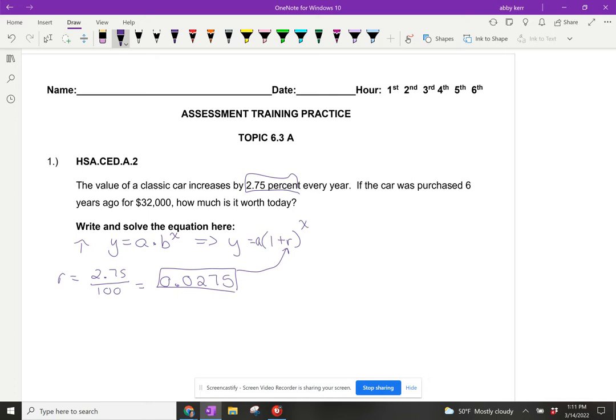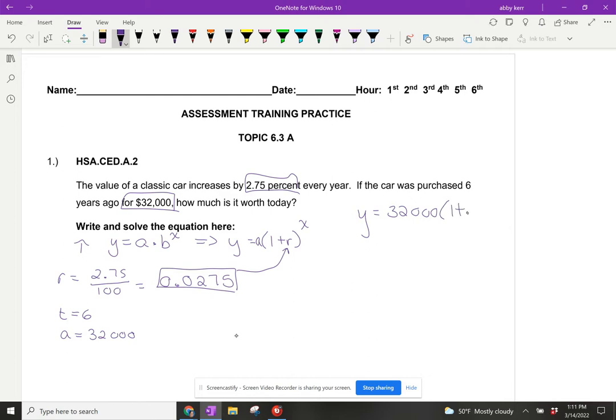And then if the car was purchased 6 years ago, so time is x, which is also 6. And then our total amount that we paid for it was $32,000. So that's our A value. So we want to put it all in the equation.